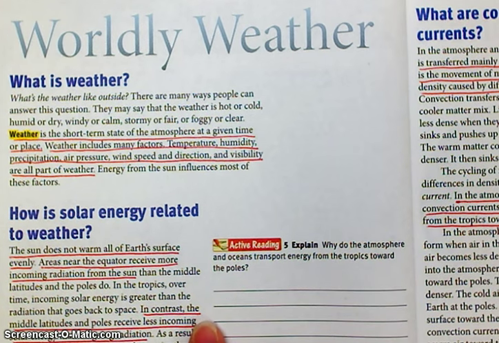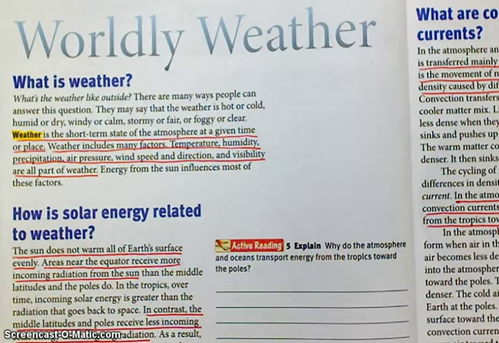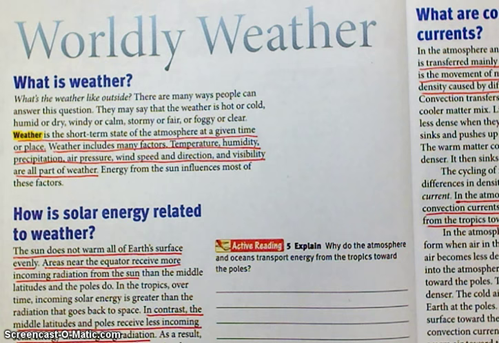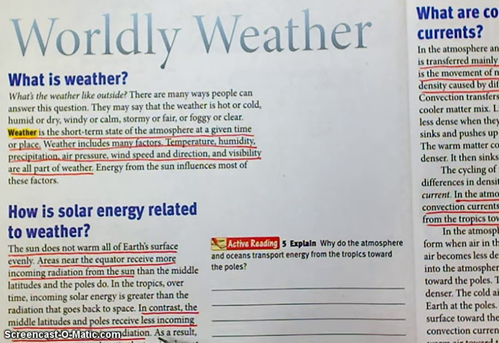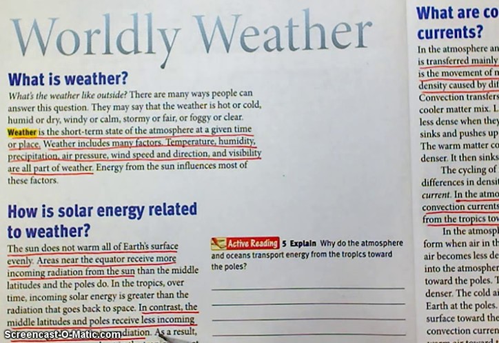In contrast, the middle latitudes and the poles receive less incoming solar radiation than they lose. So from the middle latitudes to the poles, yes, they're receiving solar radiation, but they're not receiving as much incoming solar radiation, and they're actually losing more than they're receiving. So at those latitudes, there's a deficit, which means there's a shortage. So at the equator, we're getting more than we're losing. We have a surplus. And towards the poles, we are losing more than we're getting, which is a deficit.